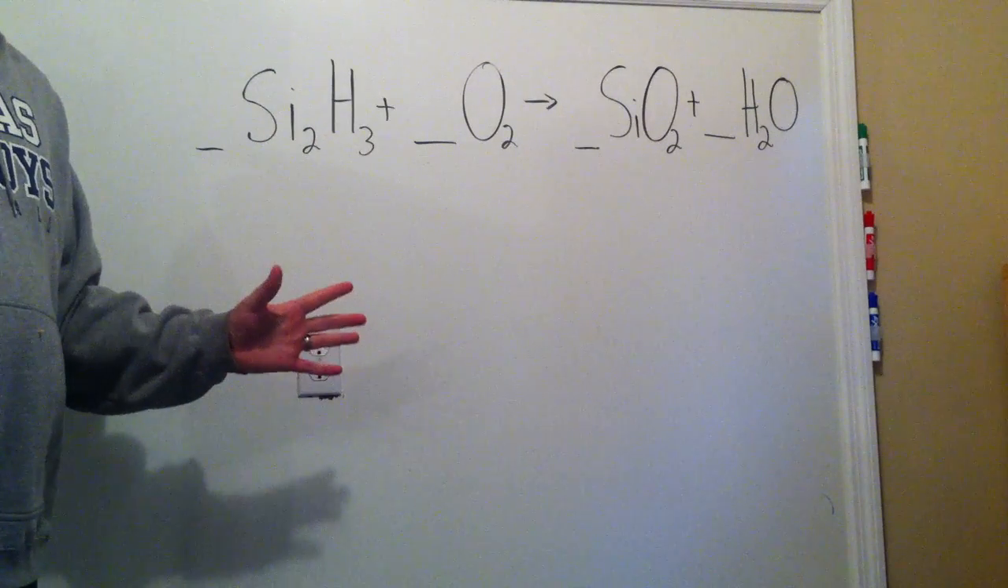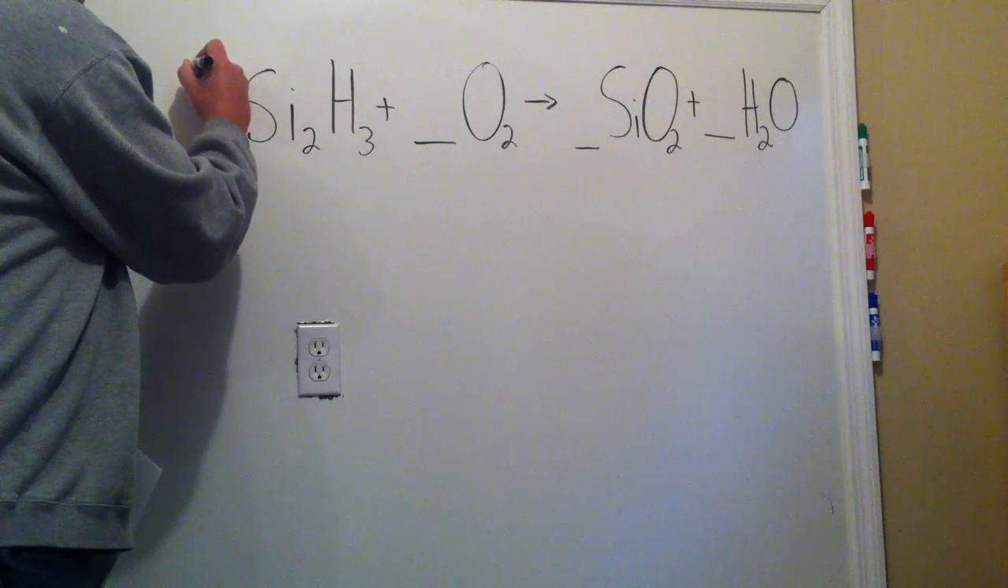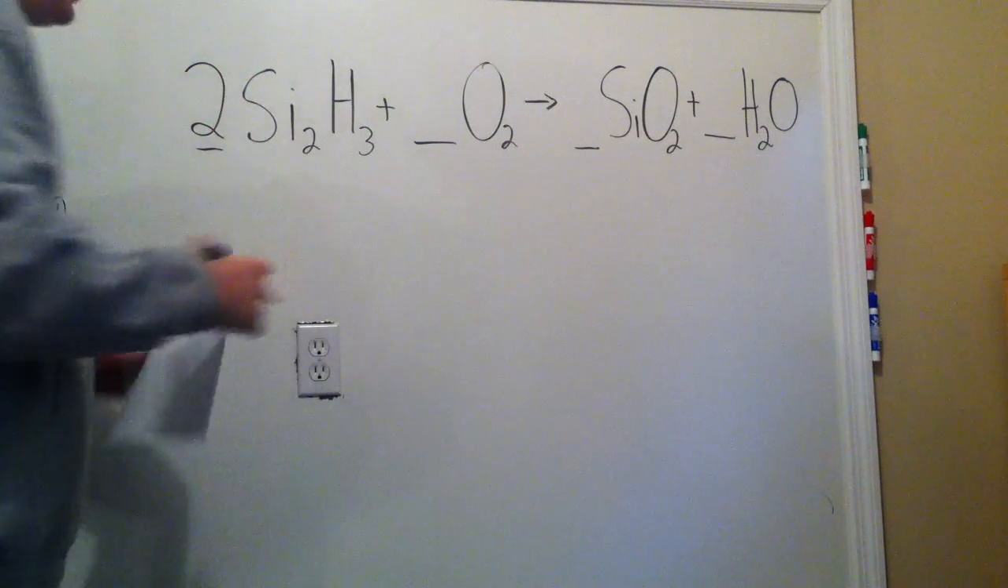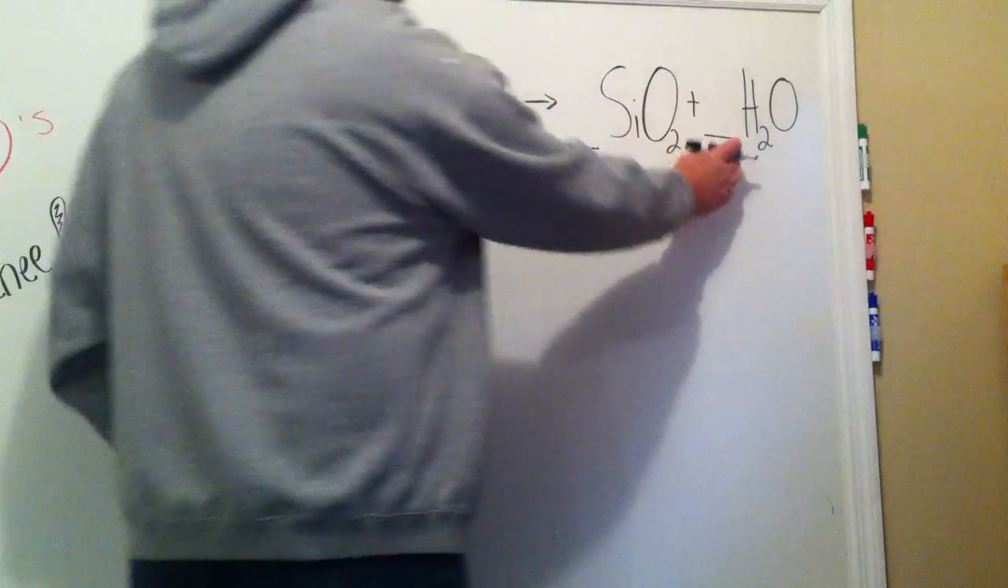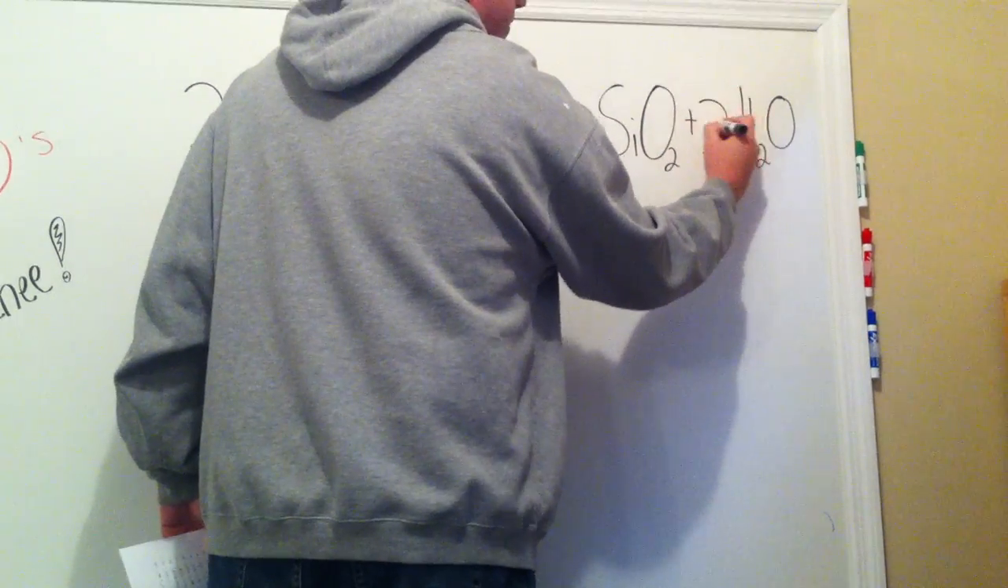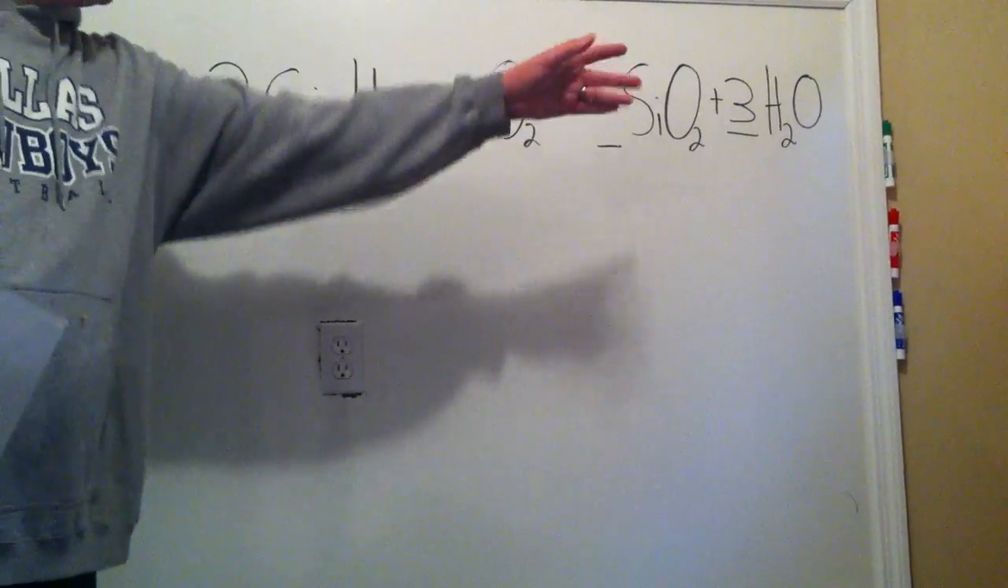Now, the least common denominator for those is going to be 6. In order to get 6, I'm going to have to multiply this side by 2, and that's going to give me 6 hydrogen. I'm going to have to multiply my product side by 3. So there I've multiplied my product side by 3. So now they're both at 6.